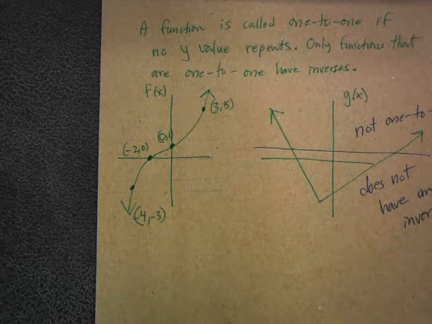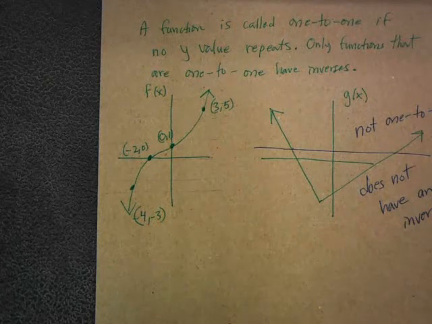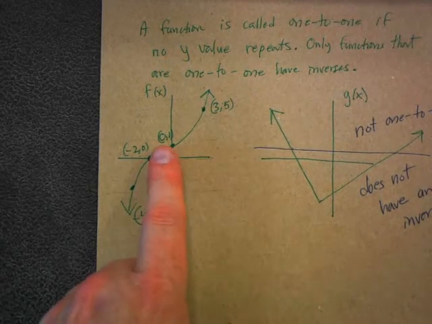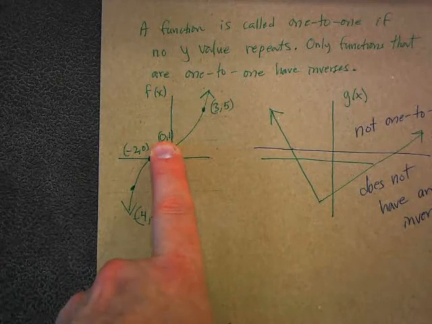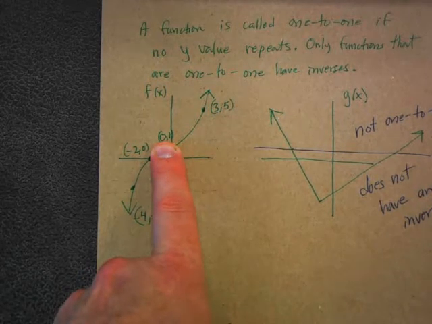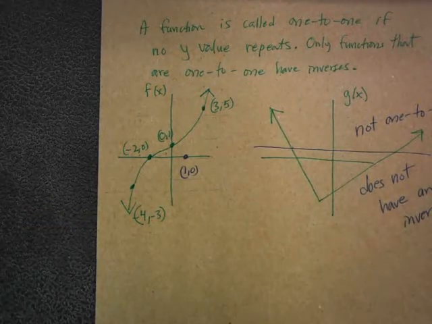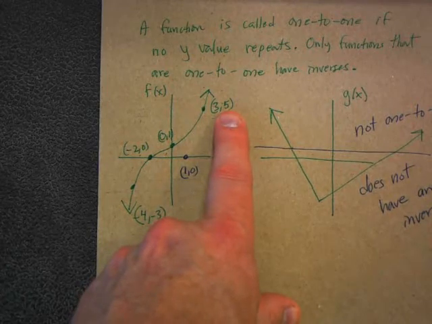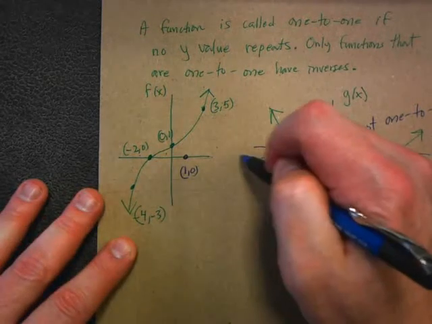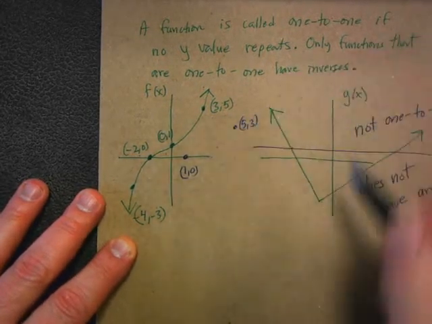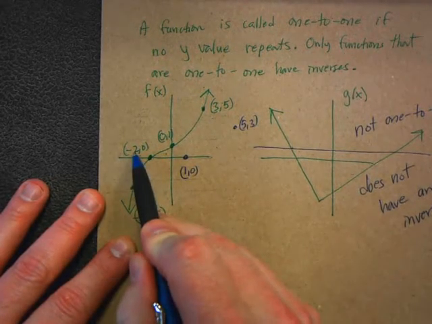I want to draw a picture of that inverse. What would I do? What does the inverse do? What does the inverse do to x's and y's? Switches them. So if my original function has 0, 1, what's the inverse going to have? 1, 0. And if my original function has 3, 5, my inverse will have 5, 3.